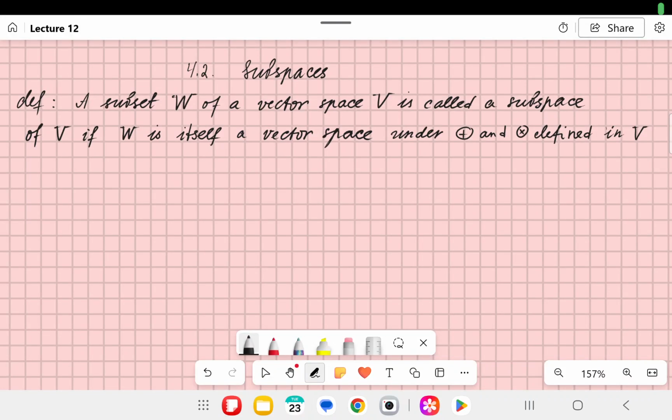Hello everyone. Today we are going to talk about subspaces, which is section 4.2. So we are going to start with the definition.